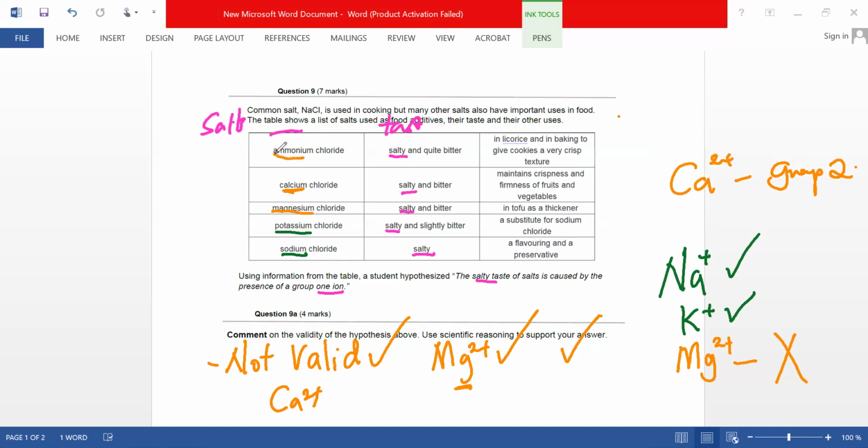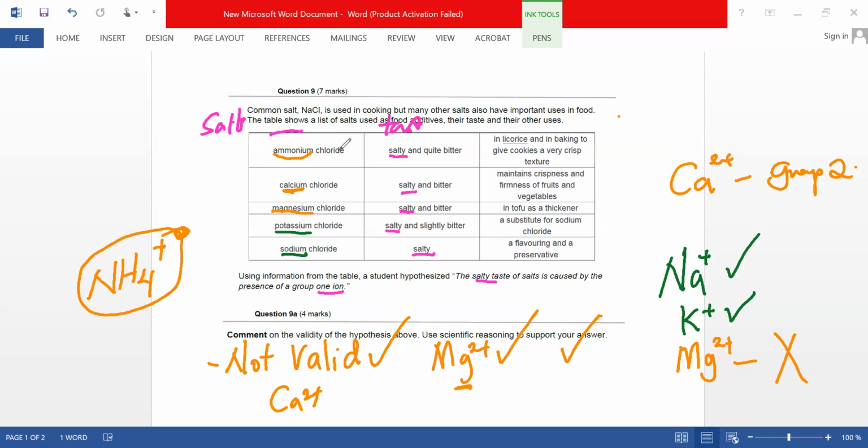Then look at ammonium. This ammonium is not even a salt. It's actually a compound. Ammonium ions look like this. It has a name, but not for today. The fact that we have an ammonium ion, which is not in group 1, but still it is salty, then we shall know our hypothesis is not valid. We have 3 reasons: magnesium, calcium, and the ammonium ions.